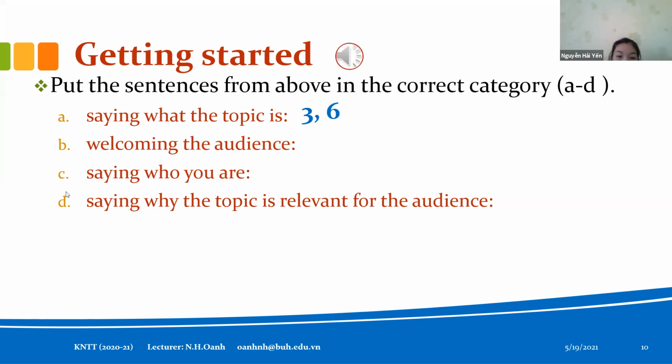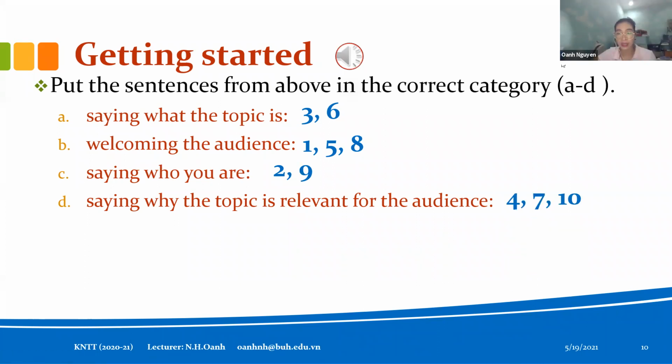Now, Hải Yến, B. 1, 5 and 8. Again, please. 1, 5 and 8. Okay, thank you. Tú Bình, number 3: 2 and 9. 2 and 9, all right. And Kim Won, number 4. Number 4 is 4, 7 and 10. 4, 7, and 10. All right.